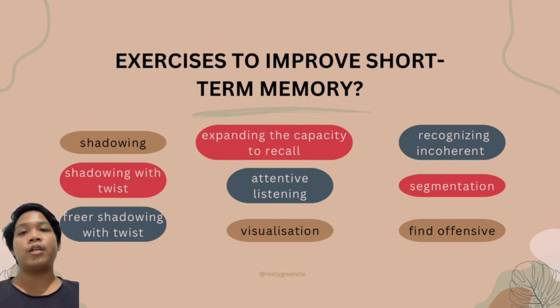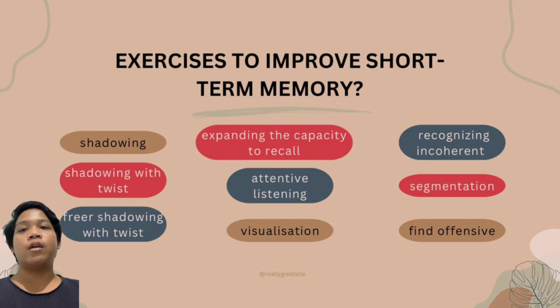And next is shadowing with a twist. As in the first exercise, this involves repeating exactly what the speaker says in the same language. However, in this exercise, repetition takes place after a short pause of the speaker, making the exercise similar to consecutive interpreting.